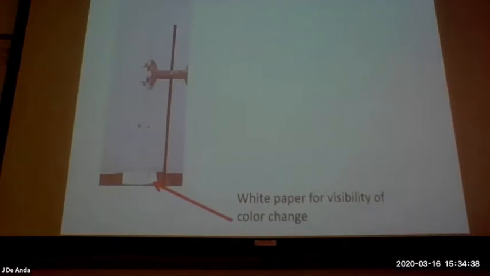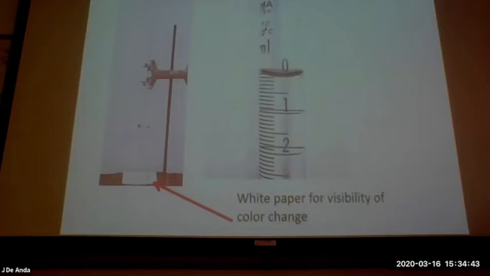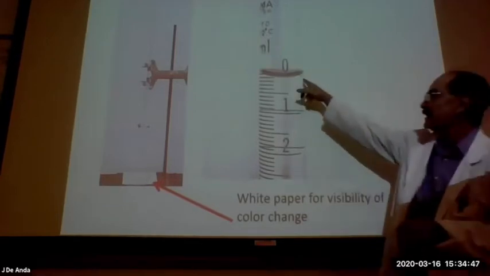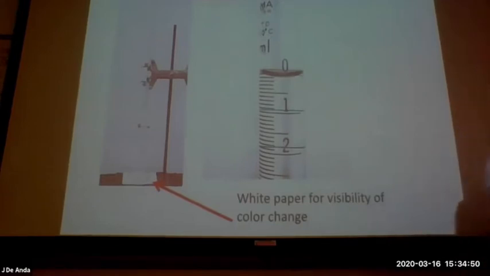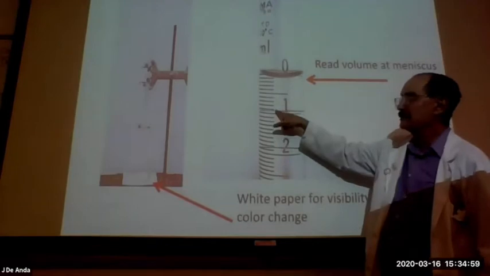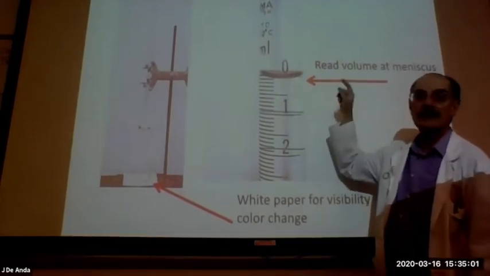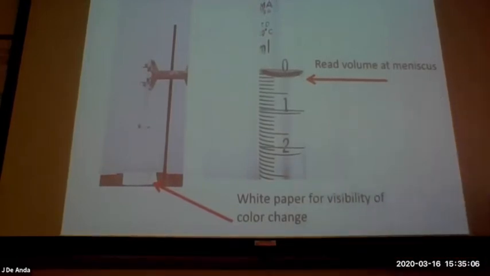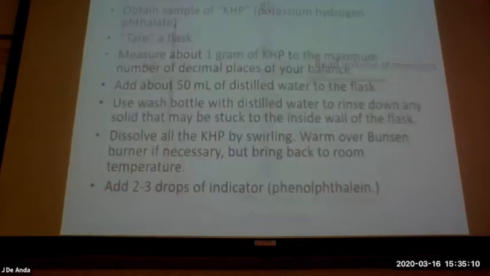The other thing is that when you read the burette, like any other long, narrow tube that has water in it, it forms a meniscus. So the way you read it is you read it at the bottom of the meniscus. And notice that because these intervals are tenths of milliliters, you have to report it to the hundredths, in other words, to 2 decimal places. All right? Okay, so let's talk about how we're going to set this up.